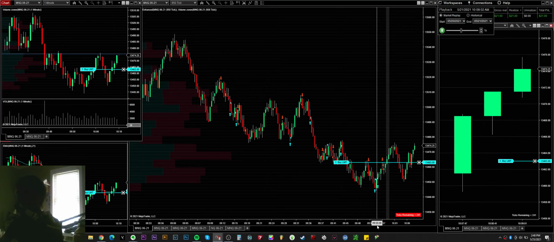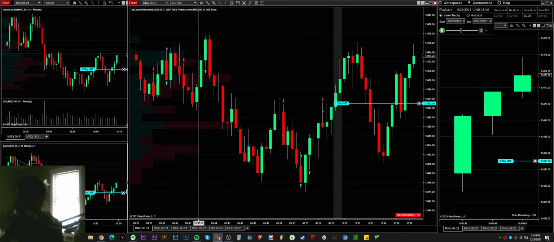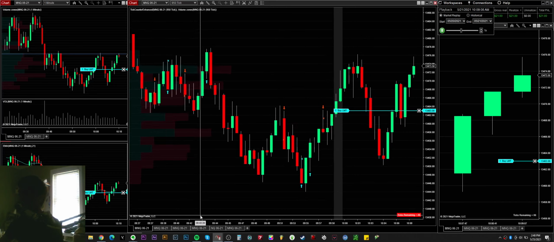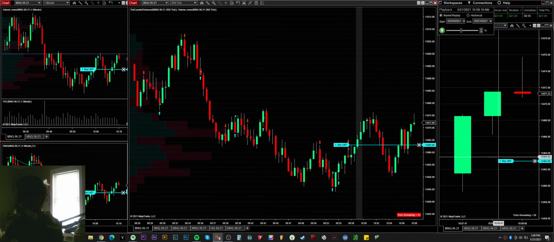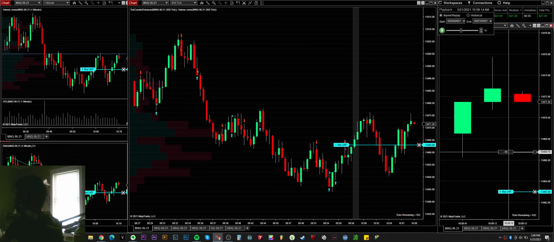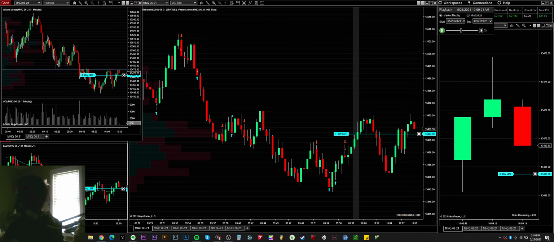Let's see what it looks like in the zones. Oh yeah, good amount of trades there, as you can see. I don't remember how this one plays out.